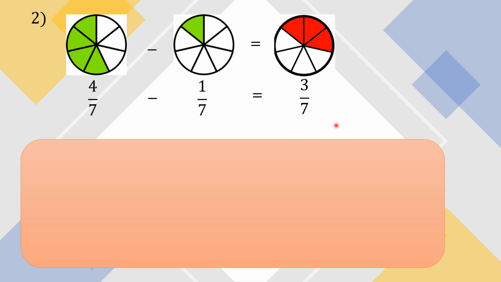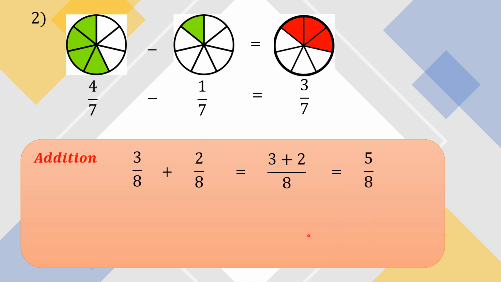So let us review about addition and subtraction of fractions. We have 3/8 plus 2/8 is equal to, as you can see, 3 plus 2 and write the same denominator. So just add these numbers and the answer is 5/8. And how about subtraction?